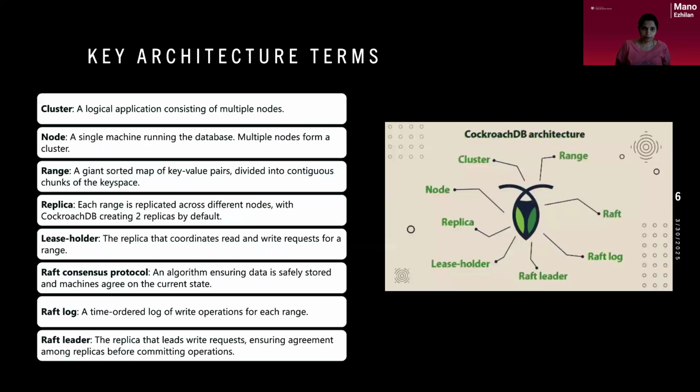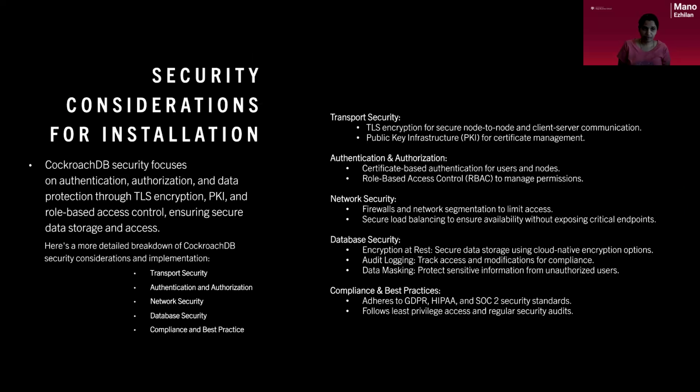Next, we'll take a look at the key architecture terms. We have eight key architecture terms: cluster, node, range, replica, leaseholder, Raft consensus protocol, Raft log, and Raft leader. Next, we can talk about the security considerations while installing CockroachDB. CockroachDB security focuses on authentication, authorization, and data protection through TLS encryption, public key infrastructure, and role-based access control, ensuring secure data storage and access.